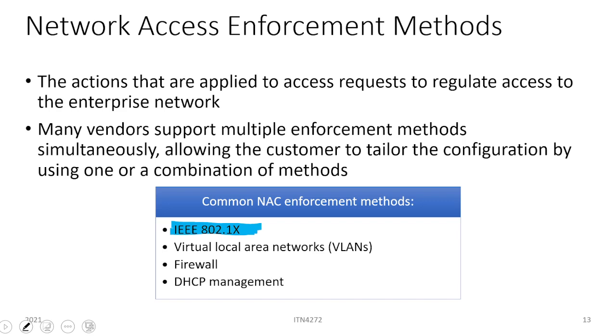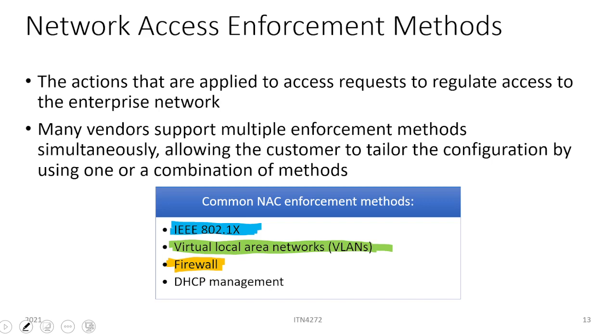Then we can implement this access control with VLANs, which can be another way of defining access. Based on the users, we can determine different VLANs, and then people can only belong to certain VLANs, and the access can be limited based on that. We can have firewalls. So firewalls can also perform this function where they enforce the action on the access requests.